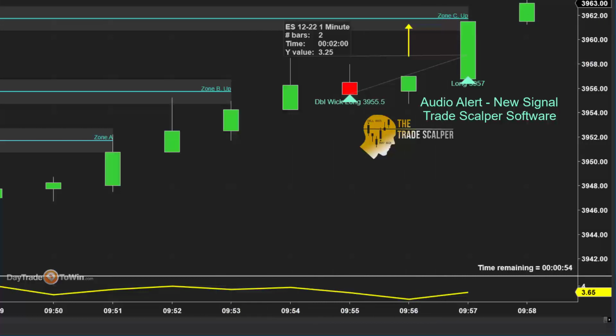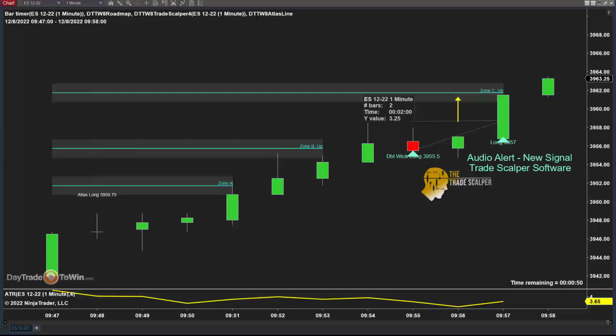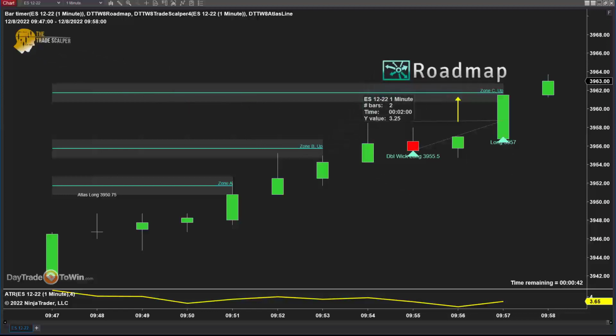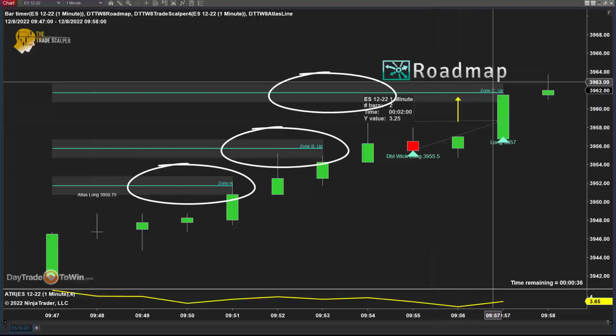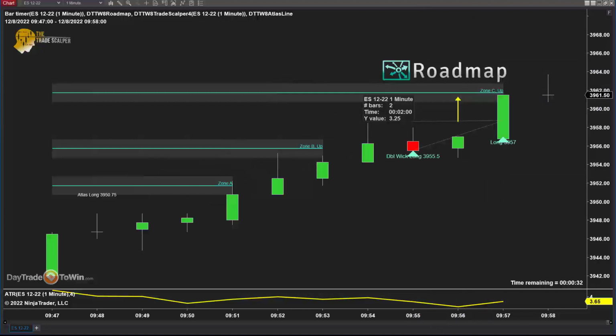And now there's another signal here long, 39.57. That's another Trade Scalper signal. Now there's something else happening that I want to discuss. The roadmap, these zones that you see here are very interesting because at these zones, the market can either do one of two things. Typically, it hits the zone and reverses or pauses, takes a little break, or it hits the zone and nothing stops it and goes through the zone.